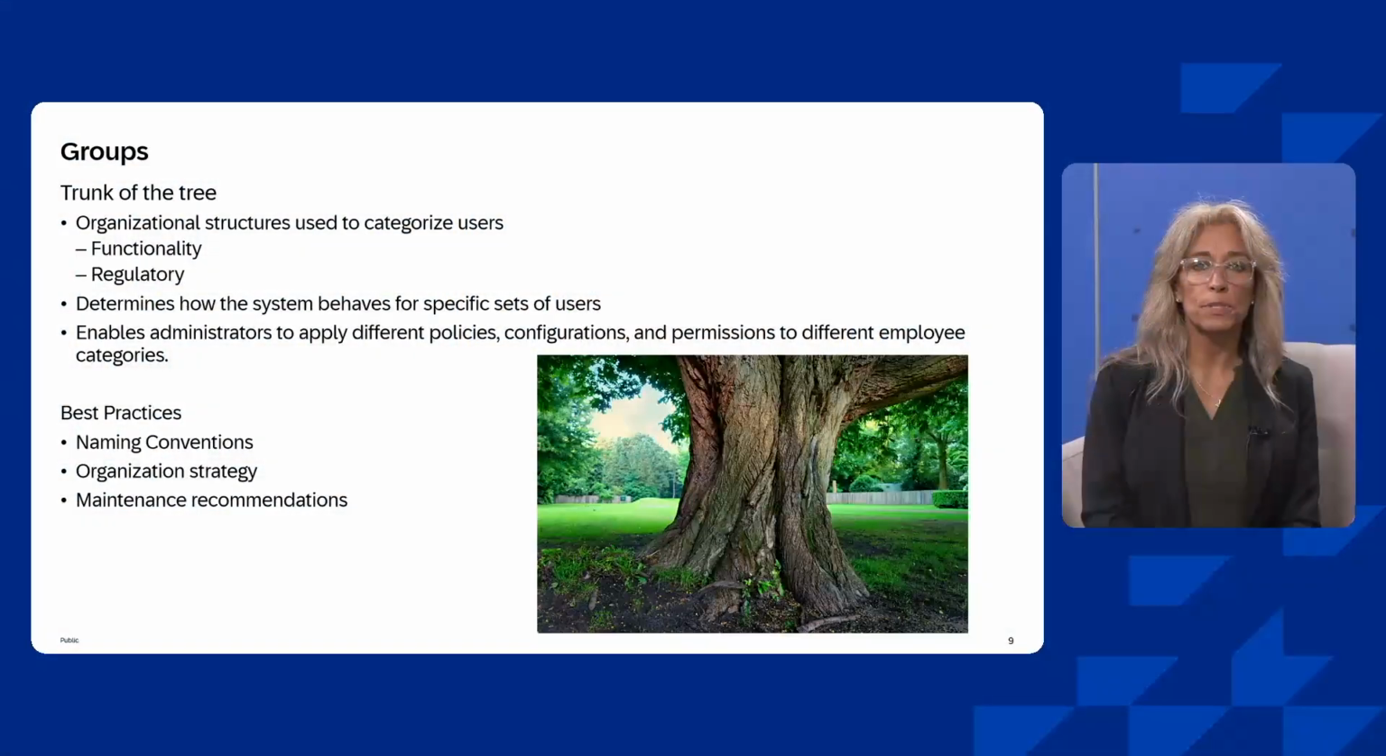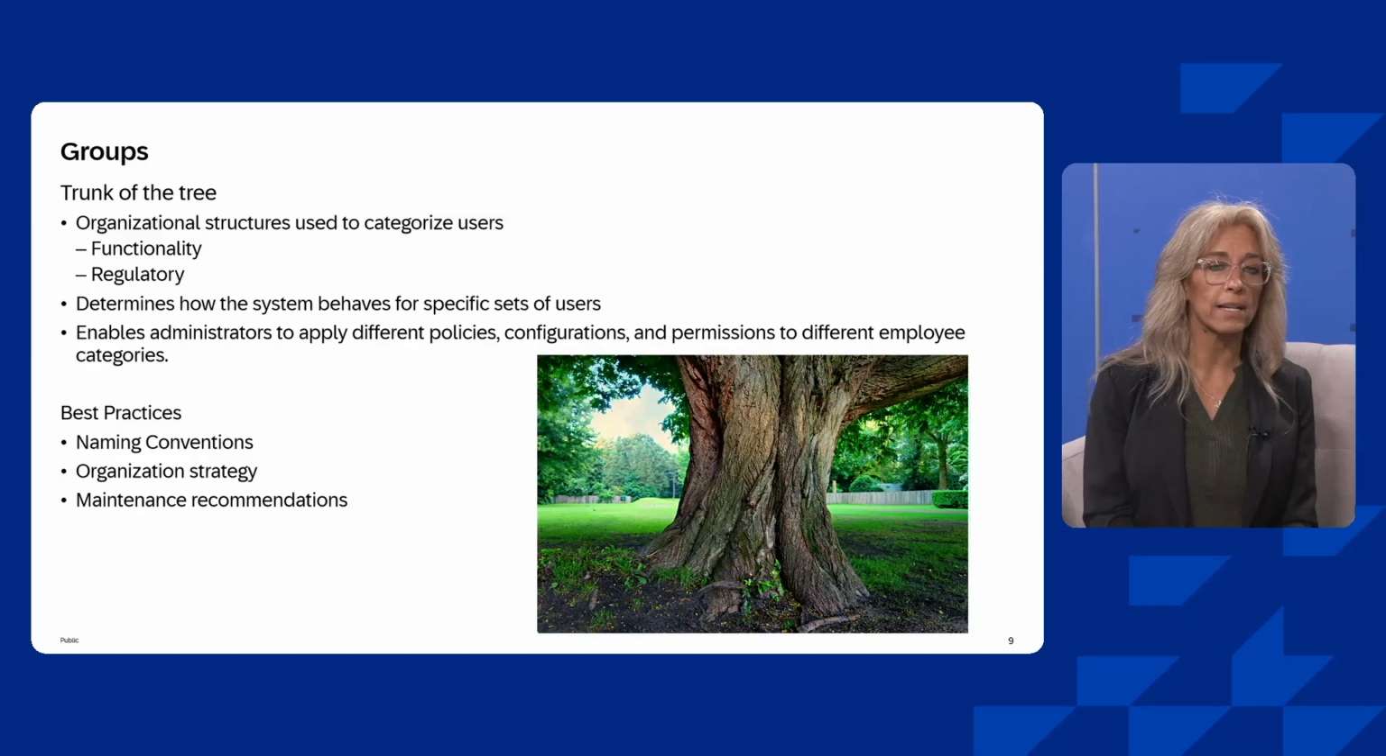So Concur groups function as a central structure by providing a hierarchical framework that determines how employees interact with the system functionally and from a regulatory perspective. Groups form the core structure element that supports all of the configurations, such as the tree supports the branches and the leaves and the entire canopy. So Concur groups support policies, forms, approval workflows, and user permissions.